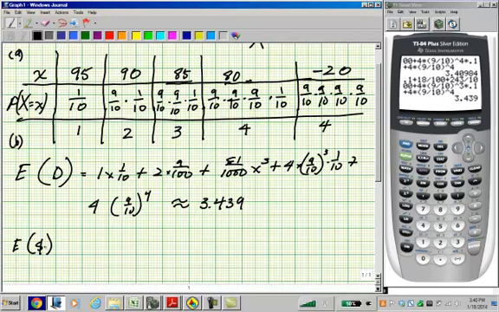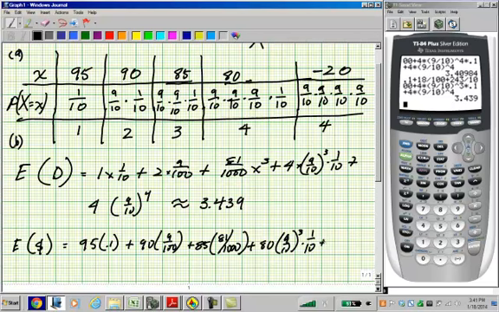Well, we're going to use the same process. It's going to equal 95 times 0.1 plus 90 times 9 over 100 plus 85 times 81 over 1,000 plus 80 times 9/10 cubed times 1/10 plus -20 times 9/10 to the fourth. Okay.